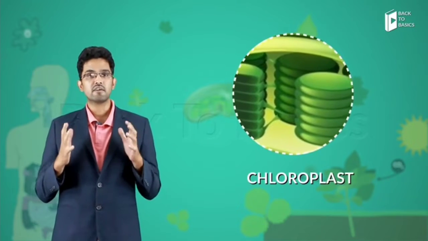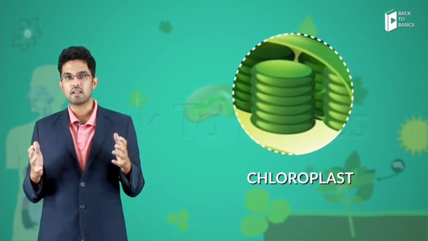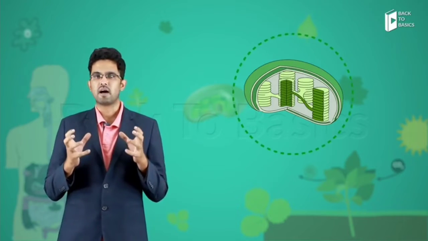You see, whenever scientists used to try to break up cells, they would end up breaking the chloroplast as well, till Mr. Daniel I. Arnon found a process of breaking up plant cells so gently that the whole chloroplast could be taken out.